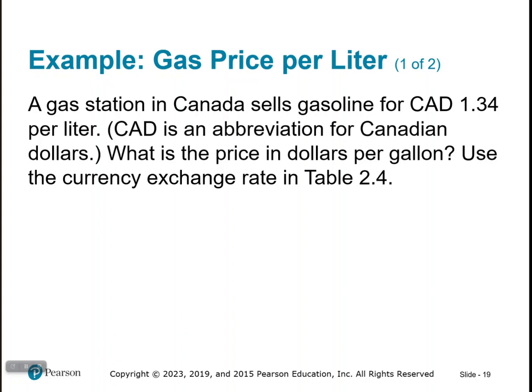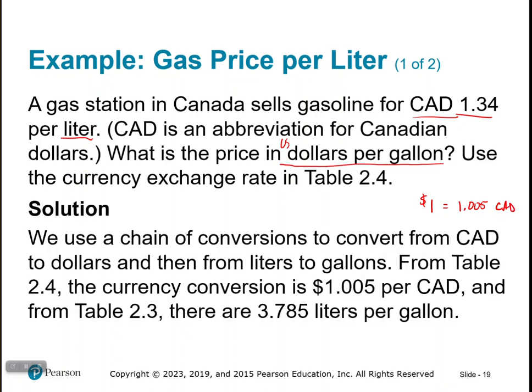They sell gasoline for CAD 1.34 per liter. Now, CAD is the abbreviation for Canadian dollars. I want to know what is the price in dollars per gallon. And when we mention dollars, we're talking US dollars. US dollars is assumed unless it tells you otherwise. Use the currency exchange rate in table 2.14. So 1 US dollar is 1.005 Canadian dollars. That's why I pointed it out.